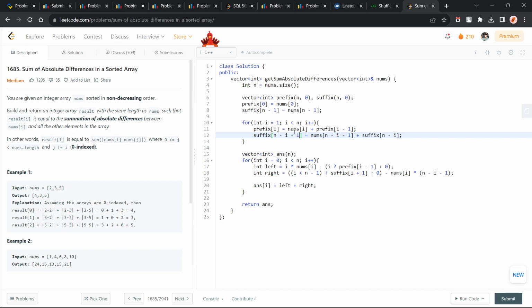So prefix is basically adding the current value to the previous value, and suffix is basically adding the current value to the value after it, right? So I have done it in a single loop. You can also decide to use two different loops. It's completely fine.